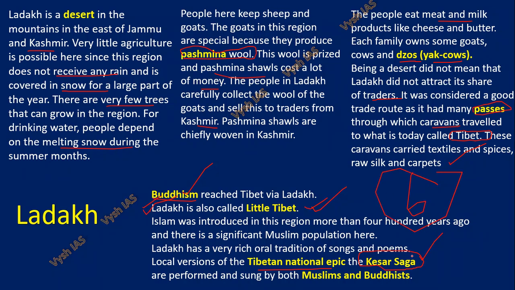Okay, but here we have got this information, Kesar Saga. This is sung by both the Muslims and the Buddhist people. That's also one extra piece of information you have to know. So, Tibetan national epic, Kesar Saga. Wherever I have highlighted in yellow, those are the points I felt can be picked up by UPSC if they want to trouble you from NCERT.